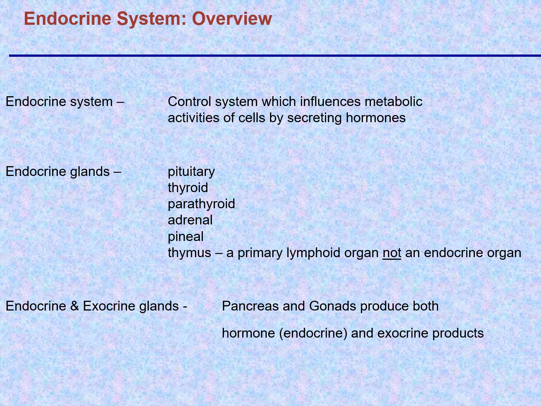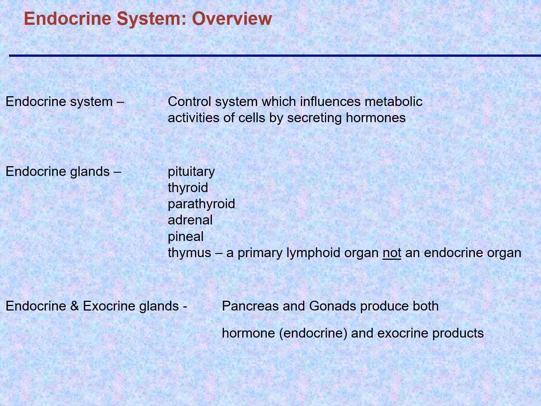The endocrine glands include the pituitary gland, the thyroid, the parathyroid, the adrenal glands, the pineal, and in your book and in the previous diagram they included the thymus, but the thymus is not an endocrine gland. In fact, it is part of the immune system and it is considered to be a primary lymphoid organ, not an endocrine organ.